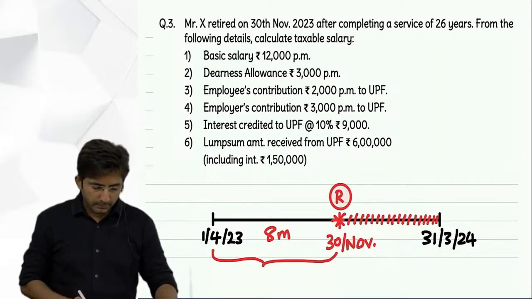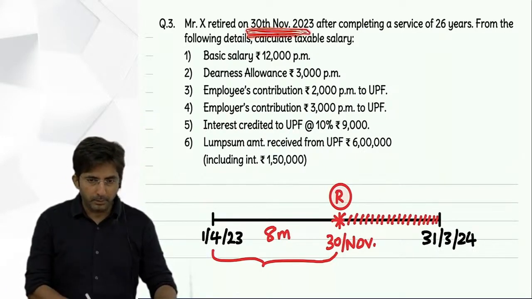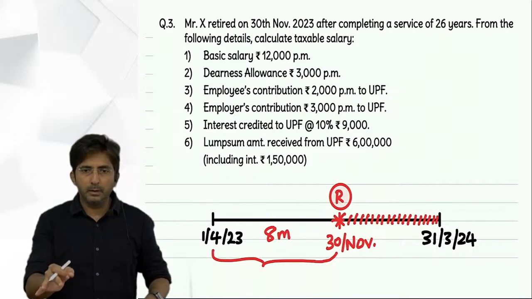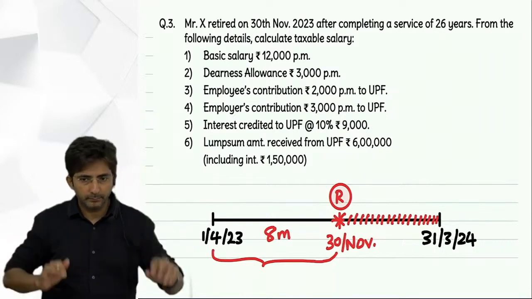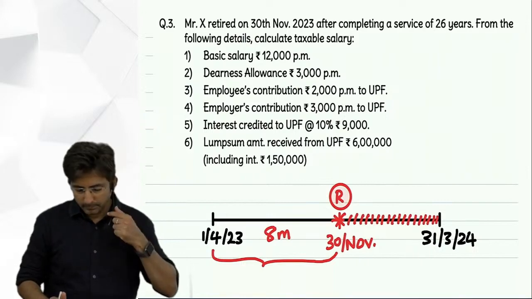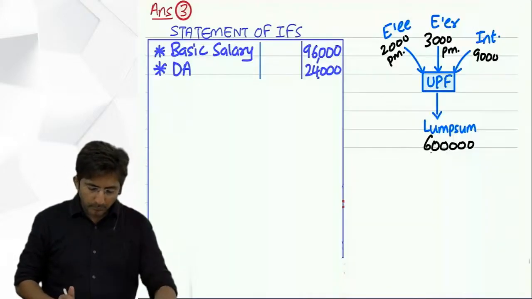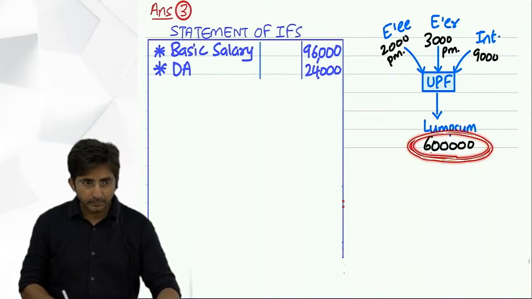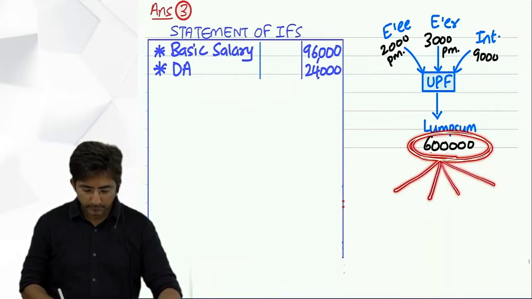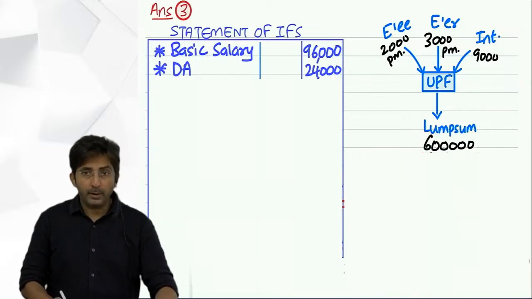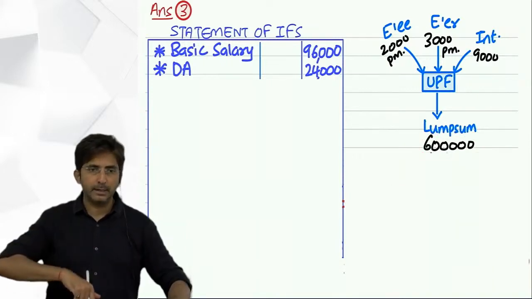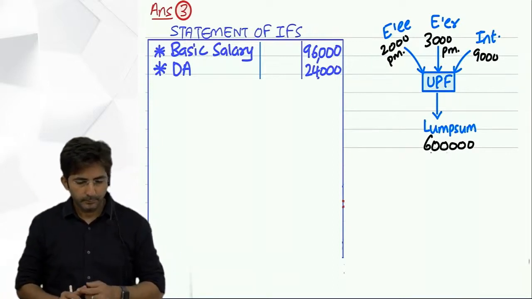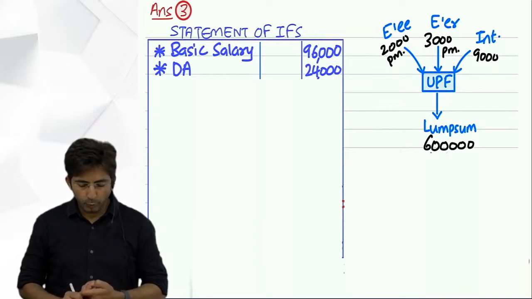See, he retired on 30th November. But till 30th November, the money was being accumulated only. On 30th November, he encashed everything from the fund. Okay, now the challenge is what? How to divide this 6 lakhs into 4 parts? What are the 4 parts? Employees' contribution, their interest on that. Employers' contribution, interest on that. You should be able to find out on your own.